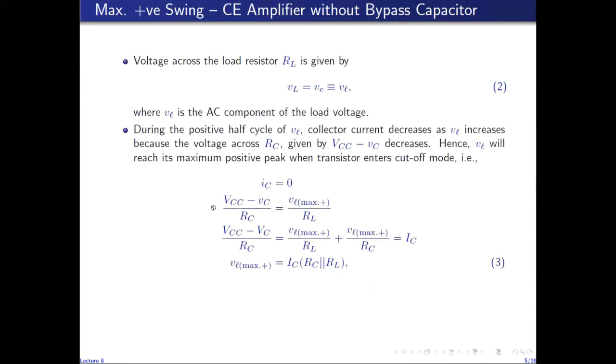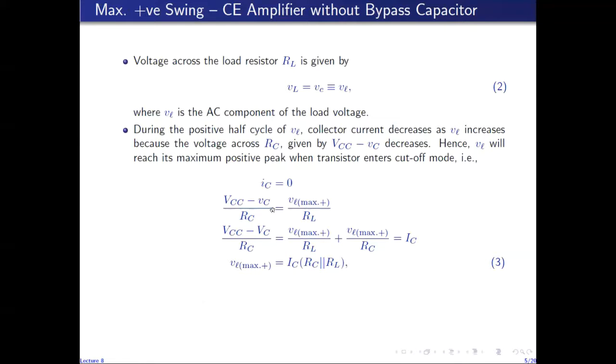When IC becomes 0, this expression, which is the current through RC, becomes equal to the current through the load. So when IC becomes 0, current through RC becomes equal to the current through the load. Under this condition, we observed the maximum positive peak of VL, so I have denoted VL with VL maximum positive. This is the output load voltage when the transistor enters the cutoff mode, and this represents the maximum positive peak of the output voltage.